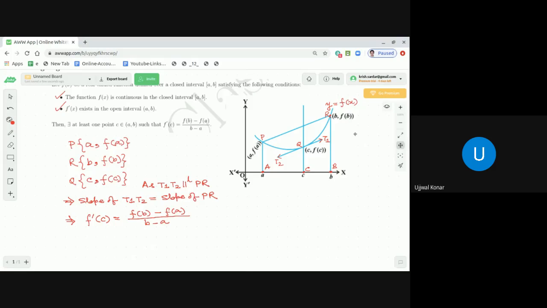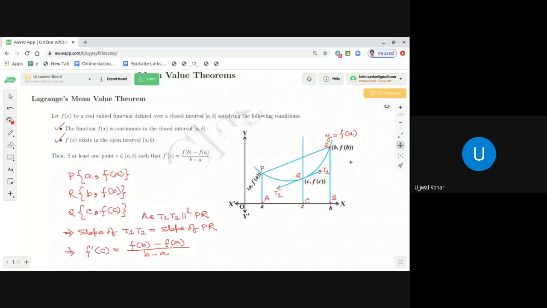And as I was telling, dear students, Lagrange's mean value theorem is also known as the mean value theorem. Later we will see that there are good applications of Lagrange's mean value theorem. I hope it is clear, dear students.